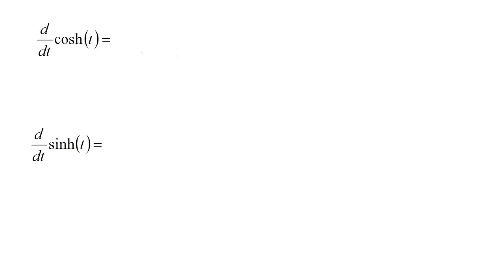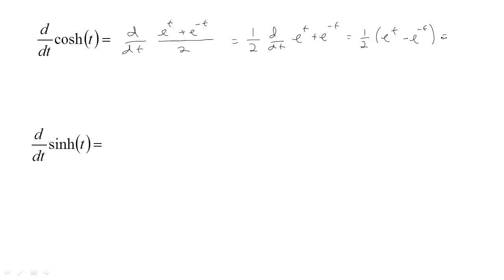Now that we have these new functions, sine and cosine, we could ask what are their derivatives. So if we want to take the derivative of cosine, remember cosine is just e to the t plus e to the minus t all over 2. Of course, the 2 is just a constant, so I could pull it out and work on taking the derivative with respect to t of e to the t plus e to the minus t, which would give me 1/2 times the derivative of e to the t, which is e to the t, and the derivative of e to the minus t is minus e to the minus t. If I look at that, then I see that we have really e to the t minus e to the minus t all divided by 2, which is the hyperbolic sine, or the sine.